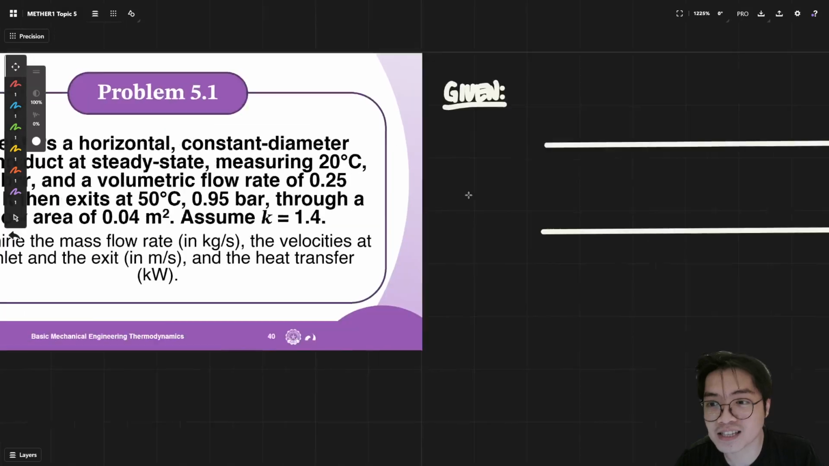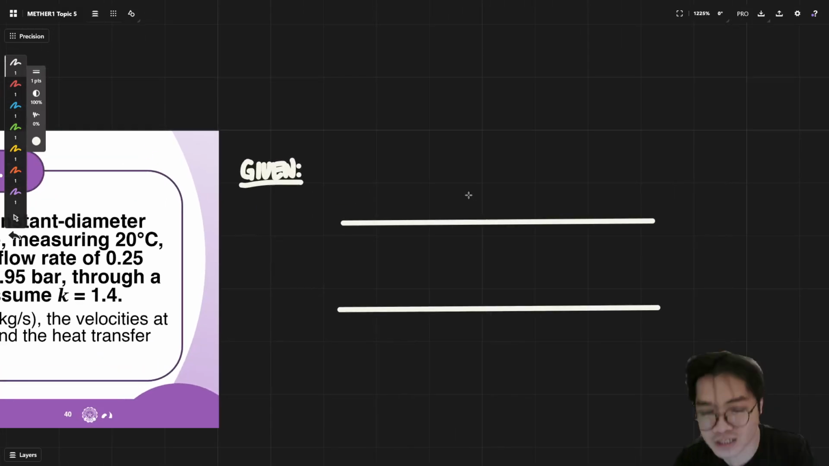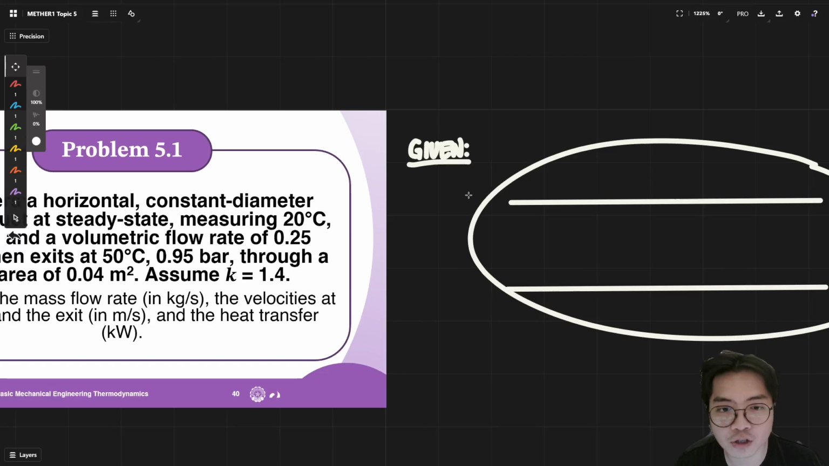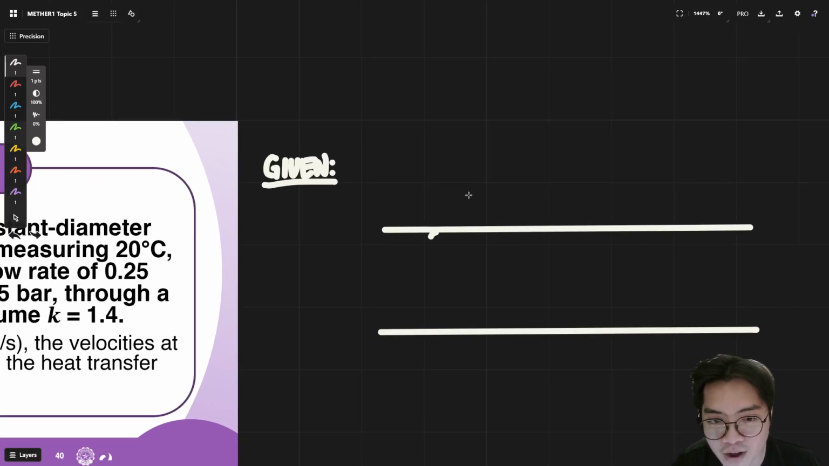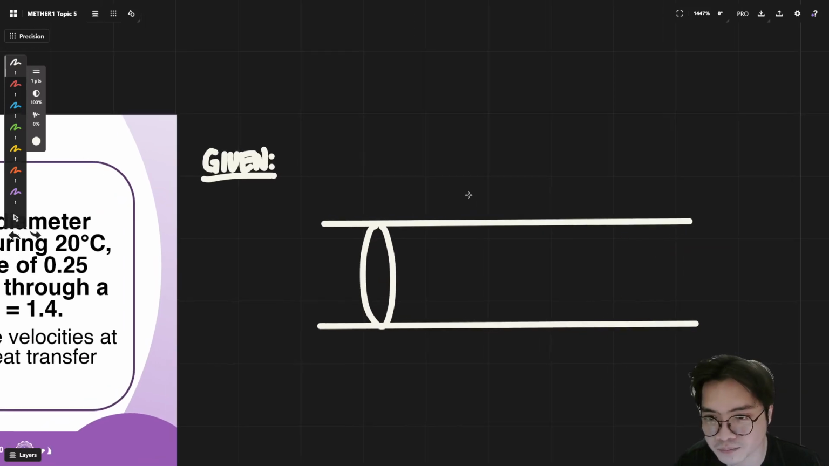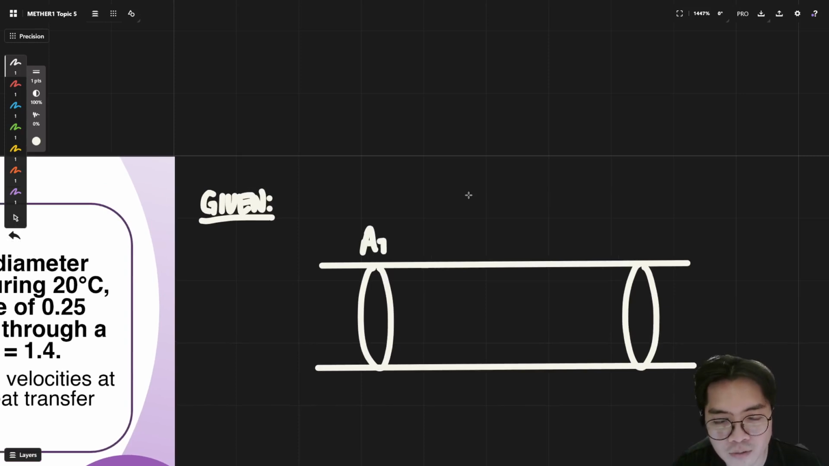The thing is, this gives you a more visceral imagination as to what the device looks like. This is horizontal, so there's that. It's constant diameter, so that means that the area of this first state right here is the area of the second state right here. So this is area 1, which is equal to your area 2.